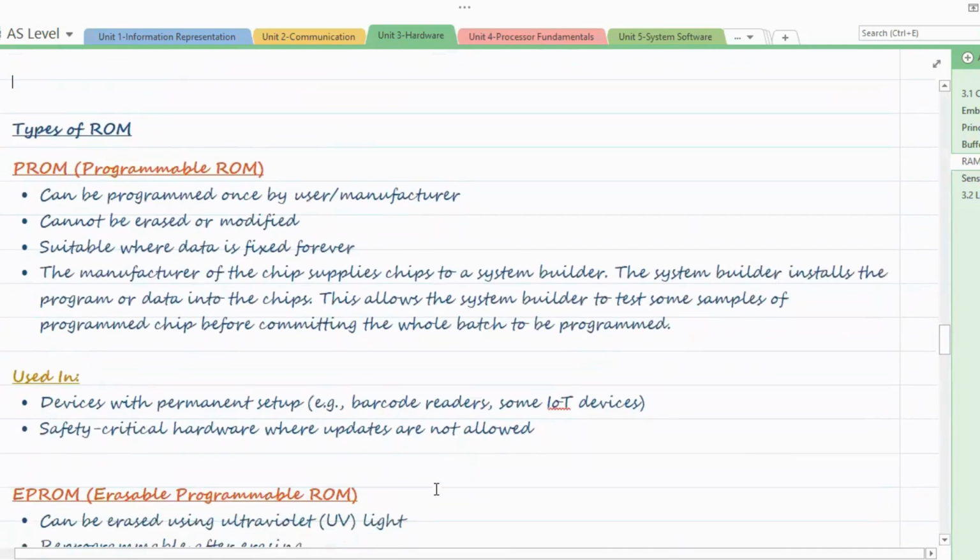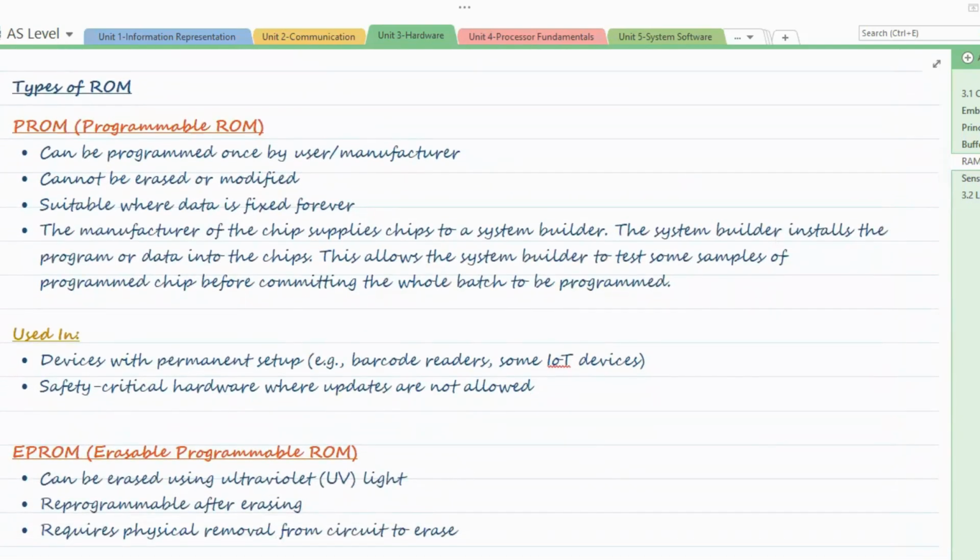Now let's have a look at types of ROM. First of all, PROM. PROM stands for Programmable Read-Only Memory. It is supplied blank by the manufacturer, and a user can program it once. After programming, the contents cannot be changed. This is called a one-time programmable memory. You can't erase it, you can't modify it. Just once you can program it.